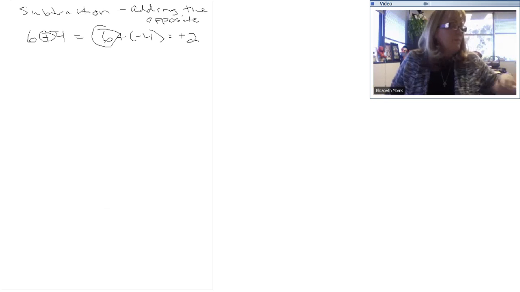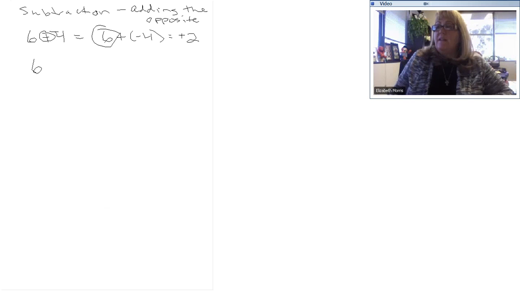But what if I had 6 minus 8? That's the same as saying 6 plus a negative 8. Subtract the smaller from the larger and keep the sign of the larger. I'm not going to rewrite this all the time like this. I need you to start realizing that this means I'm combining a positive 6 and a negative 8. Different signs, subtract, keep the sign of the larger.